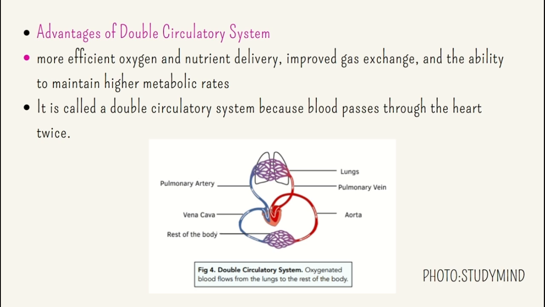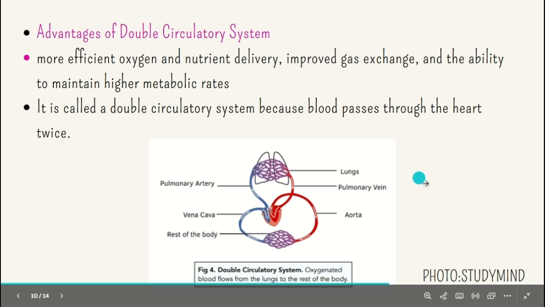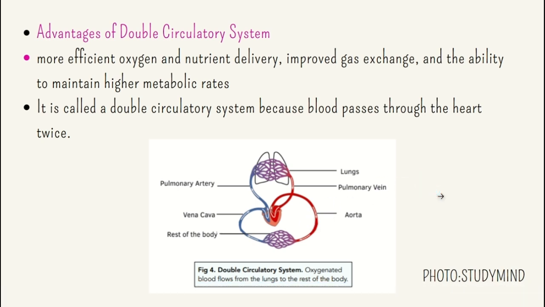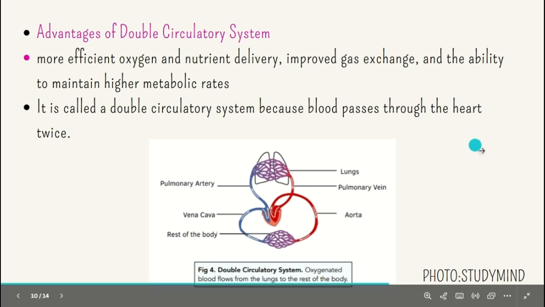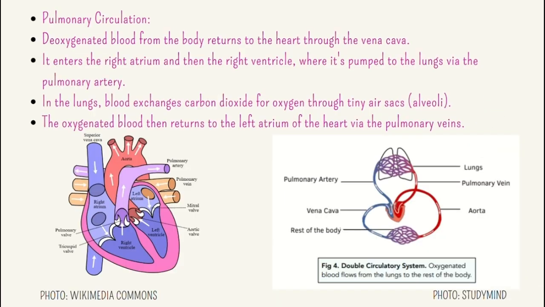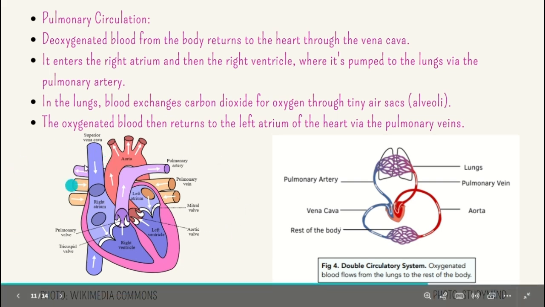So this is why the double circulatory system is necessary, and it's called that because blood passes through the heart twice. Right? Now just bear in mind, if you look at this diagram, that the blood gets oxygenated in the lungs. From the lungs, that is where it gets the oxygen. Just know that. As it relates to circulation, we're going to talk more about that, but we're going to focus on this diagram right here.